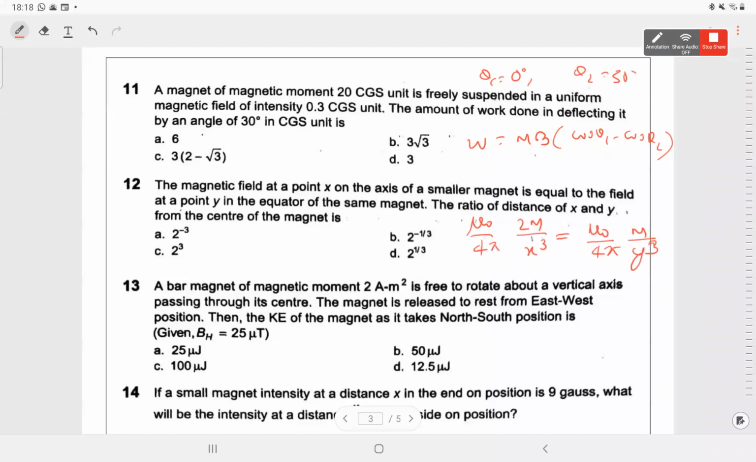Question number 13. A bar magnet of magnetic moment 2 MP meter square is free to rotate about a vertical axis passing through its center. Magnet is released to rest from east-west position, then the kinetic energy of magnet. Okay. Question number 13.